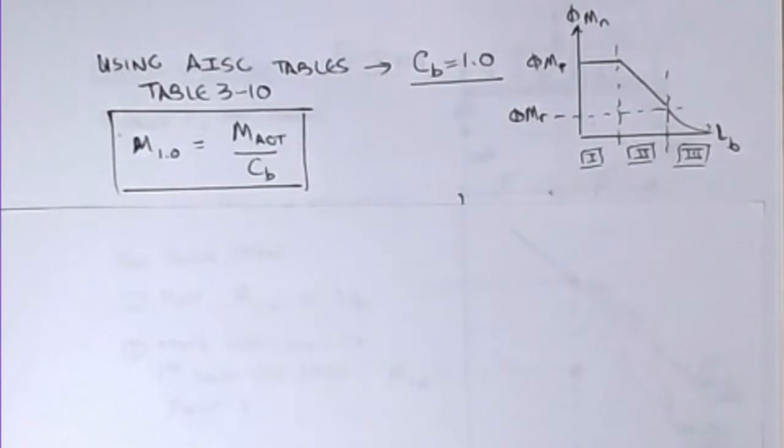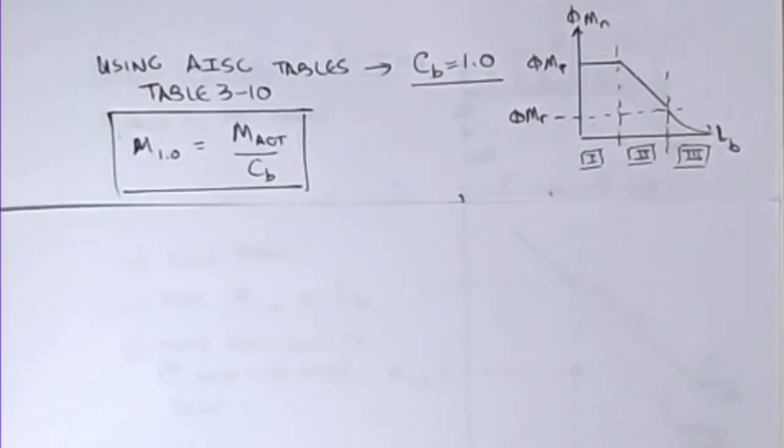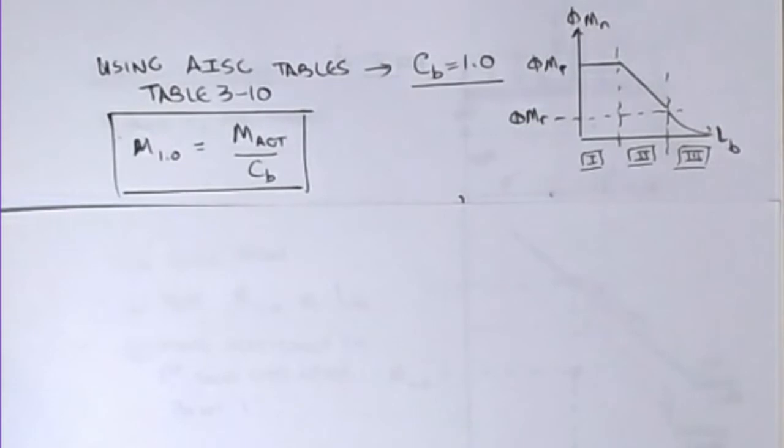All right, welcome back. In this video, we're going to be discussing how to design beams using the AISC tables for compact shapes. If you remember from our previous talks, we've talked about the relationship between the unbraced length of a beam and the nominal moment capacity. In particular, these tables are used to help us evaluate the lateral torsional buckling criteria for a given beam.